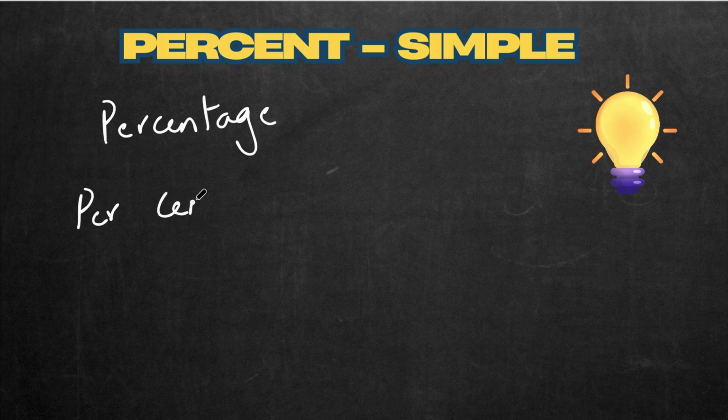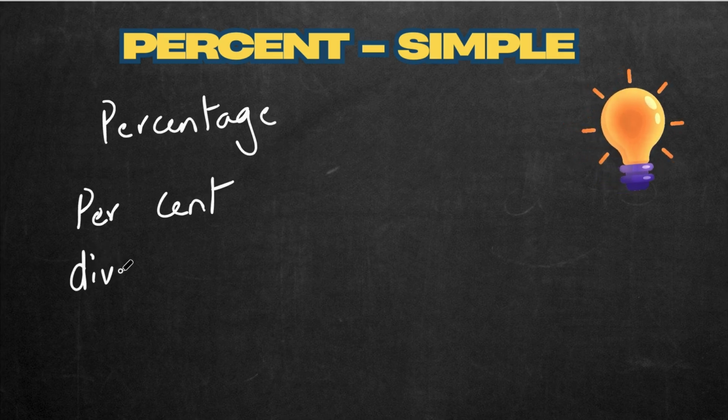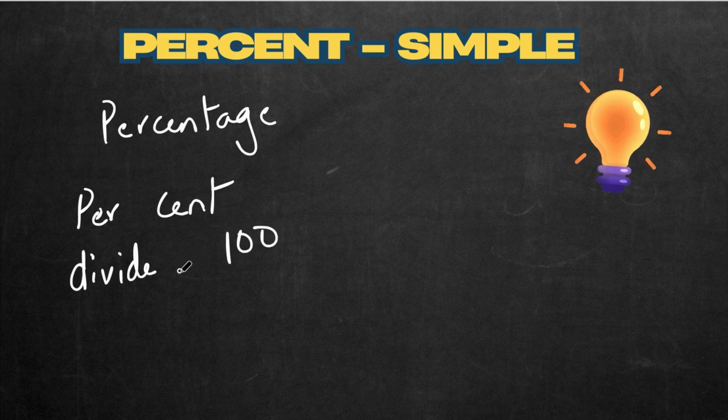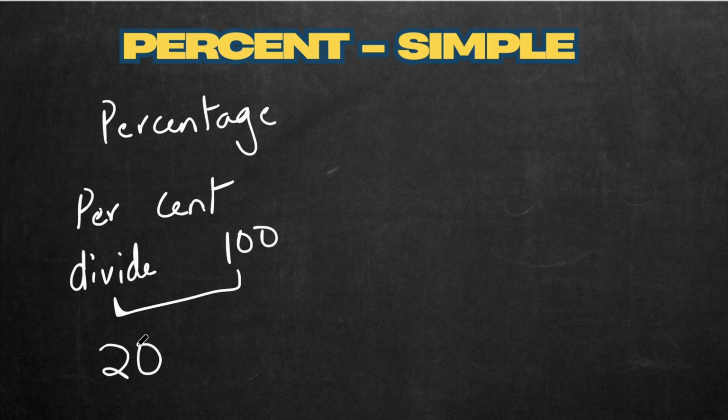Per and cent, right? Per, well, technically per means divide. And cent means 100. So what percent means is divided by 100. So for example, if you have 20%, you can simply write it as 20 over 100.